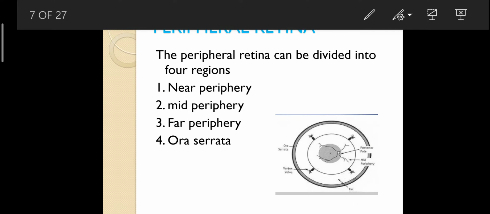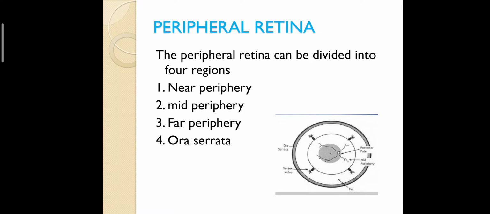Then coming to the peripheral retina. Based on the anatomy, the part just adjacent to the disc and the macula, the posterior pole, is called the near retina. Then comes the mid retina, and then the far retina and ora serrata. You just need to remember these. Why is the anatomical location important?